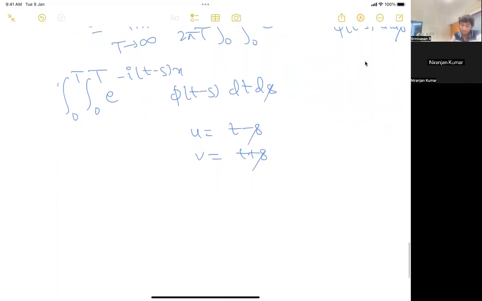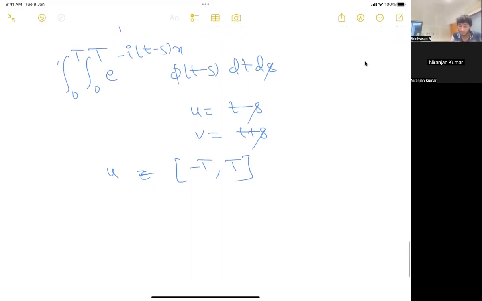This will give, now first looking at the bound for u, u can vary between minus t to t, because t varies from 0 to t and s varies from 0 to t, and we are not looking at v right now. So u can vary from minus t to t. Now v can actually vary from mod u to 2t minus mod u. This is easy to see.